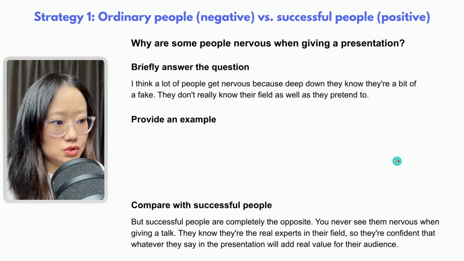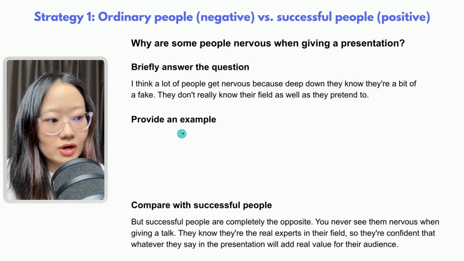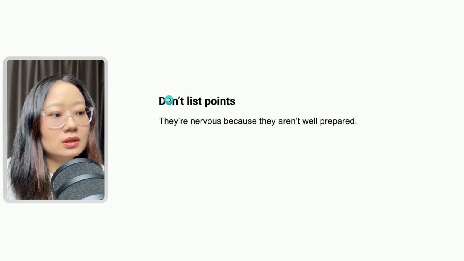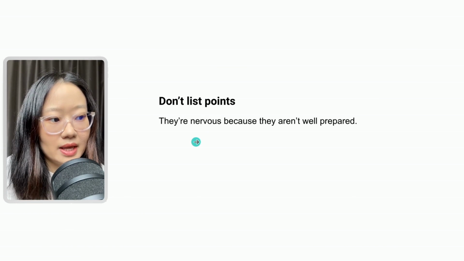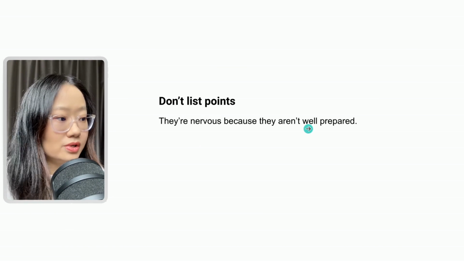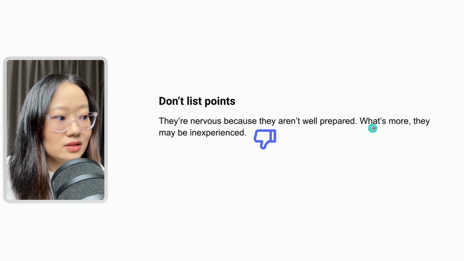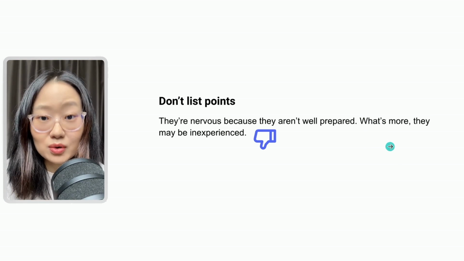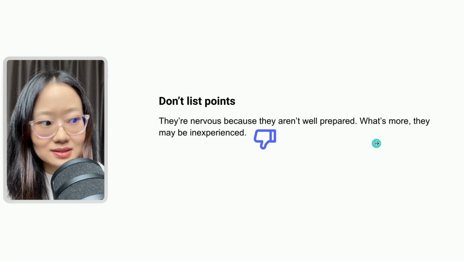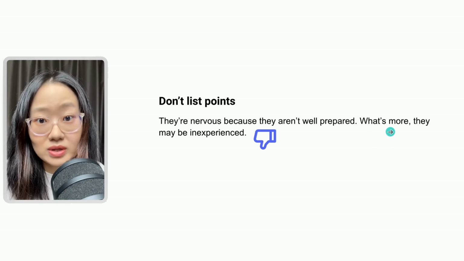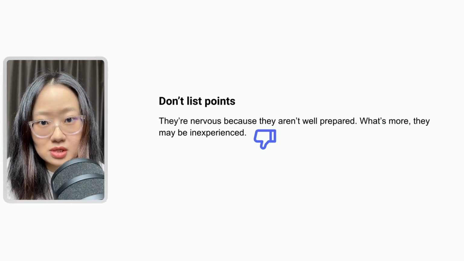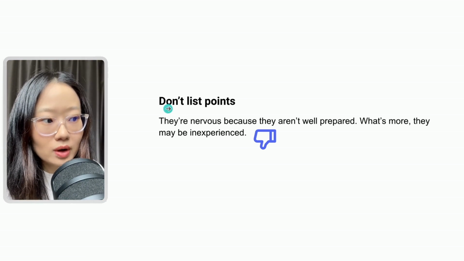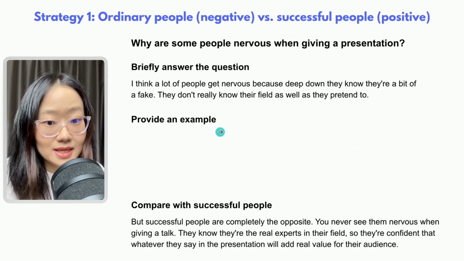Another useful tip is to provide an example. This is very important because if you don't provide an example, you may end up just listing points. For example, you may say, they are nervous because they aren't well prepared. And then you add another point by saying, what's more, they may be inexperienced. I don't know about your experience, but whenever I listed points like this, the examiner always stopped me. The examiner wants to hear you develop your ideas, not just list them. So we don't list points. Instead, we provide an example.